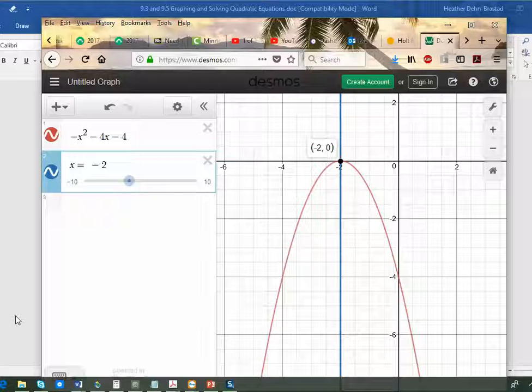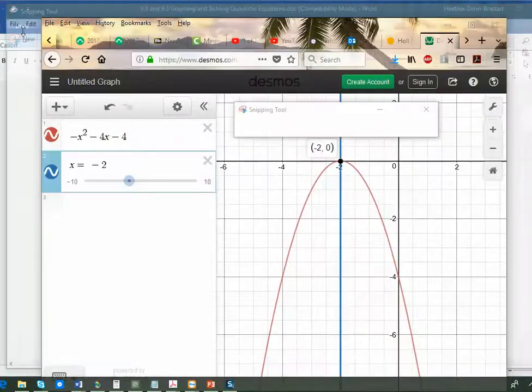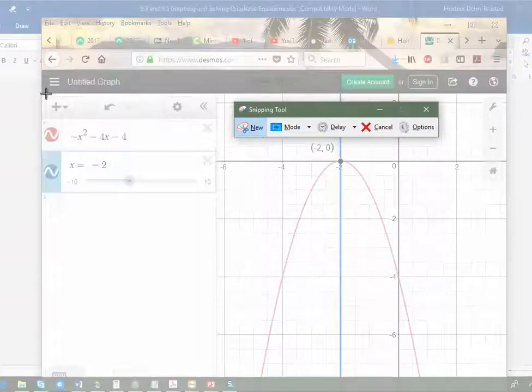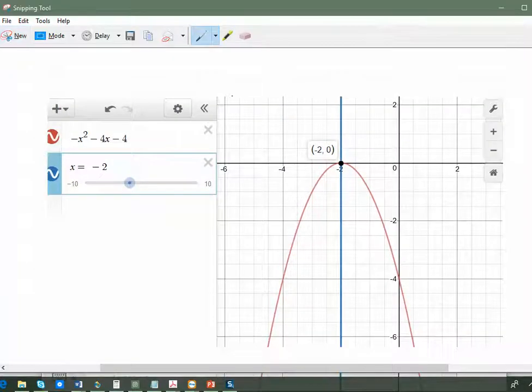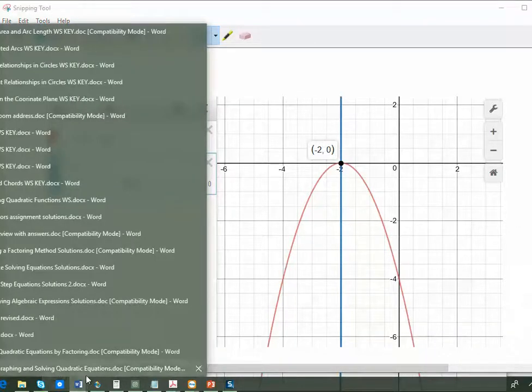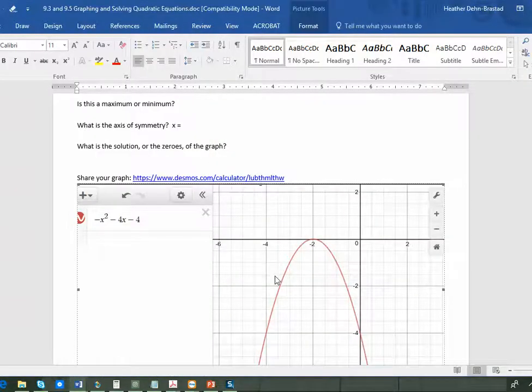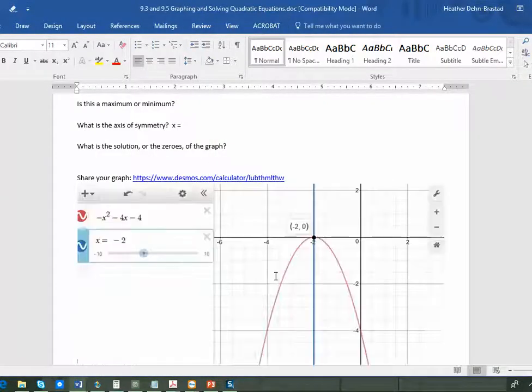Let's take another snip of this, because now I've got the axis of symmetry on there and the vertex on there. So I like this one better. I'm going to go back to my worksheet. I'm going to delete this one and put the better one on.